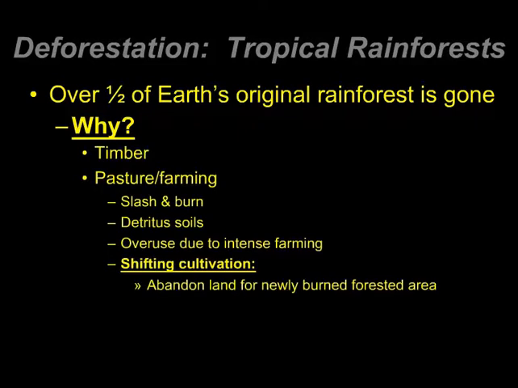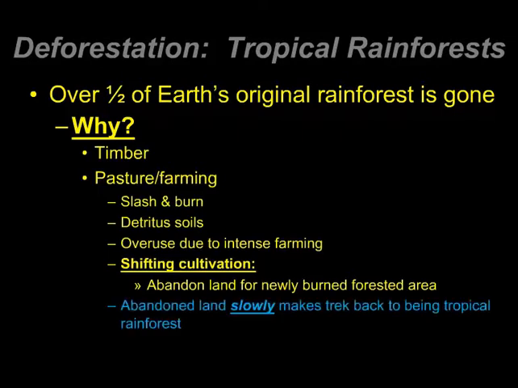Another characteristic is something called shifting cultivation. So essentially, you burn one forest area and use it, but then over time you've rendered it useless, you've ruined all the soil, and you simply move on to the next area. And so you constantly are shifting your cultivation to new areas after essentially over-agriculturalizing previous areas. And so Mother Nature very slowly makes that trek back to a tropical rainforest. Keep in mind how big those trees are and how long it takes for them to grow over time.